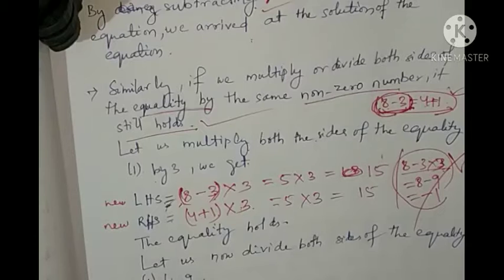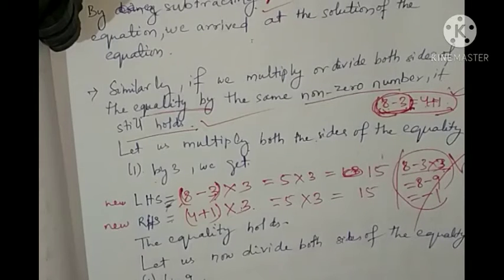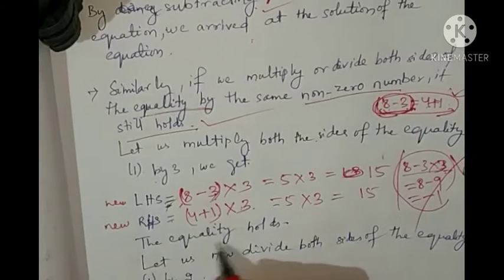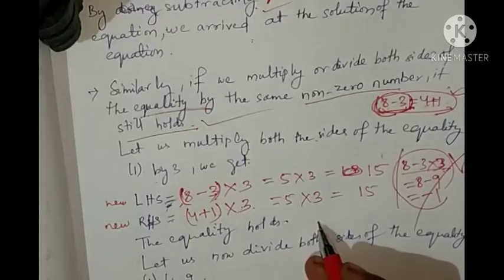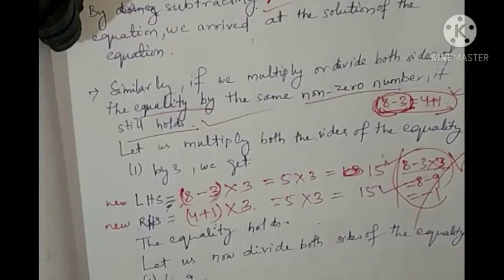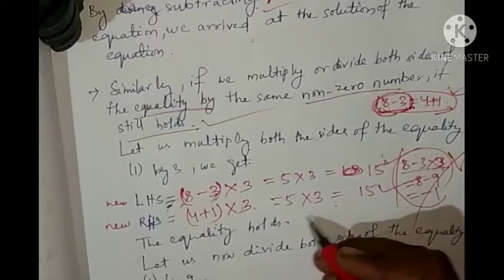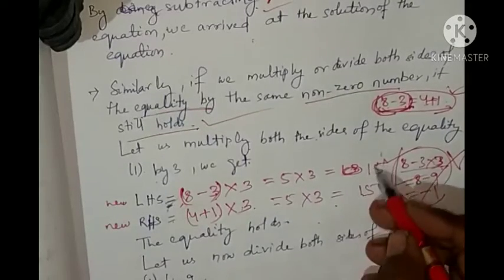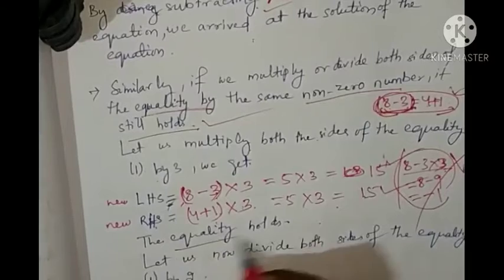Next you see, the equality still holds. Look here, 15 is the new LHS, and the new RHS is also 15. So 15 equal to 15 means new LHS equal to new RHS. So the equality holds.